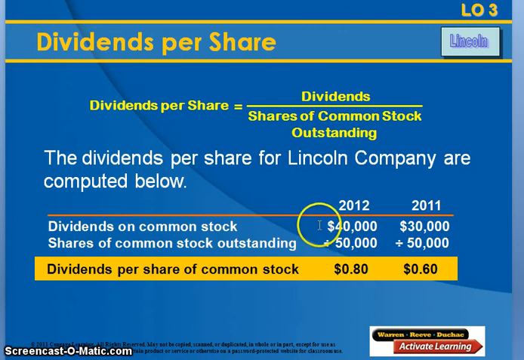Okay, so you're saying, if this was 40,000 dividends and 40,000 shares of common stock, then each common shareholder would get $1. But in this case, it's a little bit different. It's $40,000 in dividends divided by 50,000 shares. They get 80 cents a share.